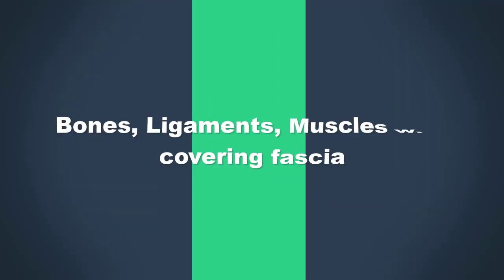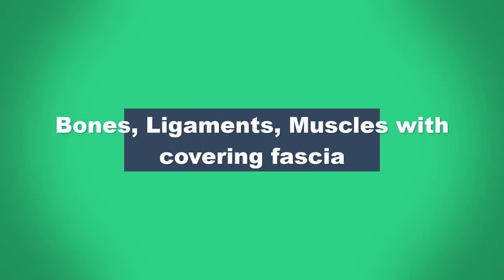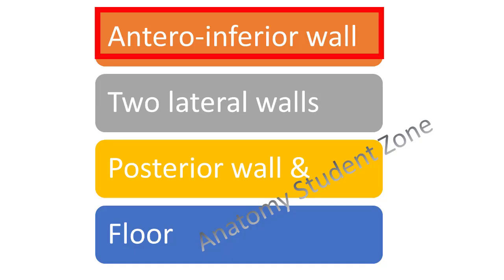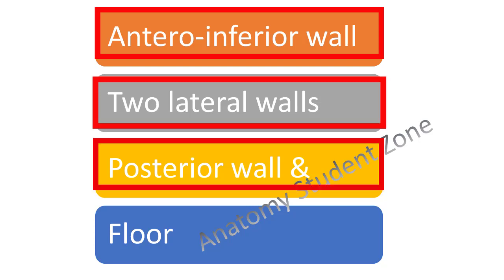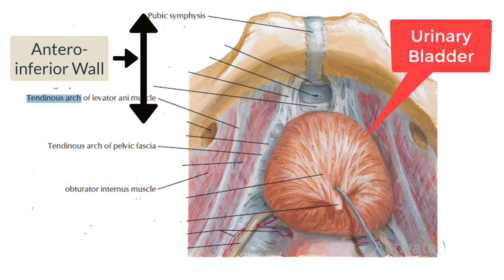The walls of the pelvis are formed by bones and ligaments. These bones are partially lined by muscles, and these muscles are covered with fascia and the parietal peritoneum. So the pelvic cavity has an antero-inferior wall, two lateral walls, a posterior wall and a floor. Remember, the antero-inferior pelvic wall participates in bearing the weight of the urinary bladder.